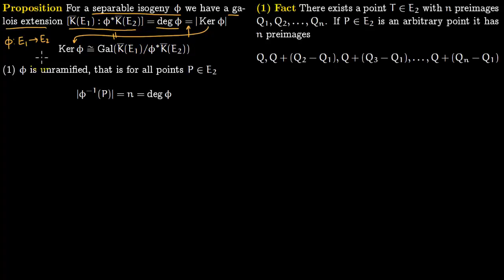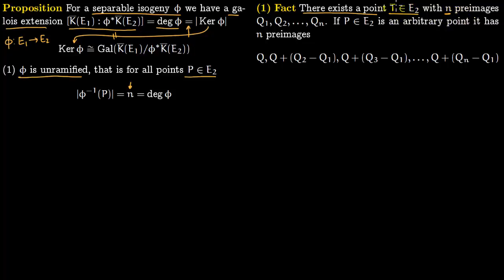To do this, first we'll prove a simpler result: that phi is unramified. That is, we want to show that for all points P on elliptic curve 2, the inverse image of P has size precisely n, where n is nothing but the degree of our isogeny. For this we will use a small fact: there actually exists a point T on elliptic curve E2 with n pre-images if the degree of phi is n. So there does exist such a point for an isogeny.